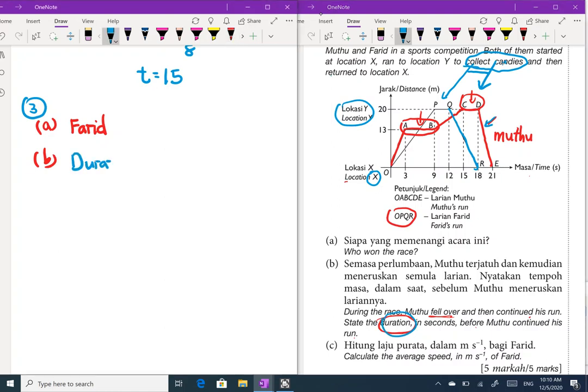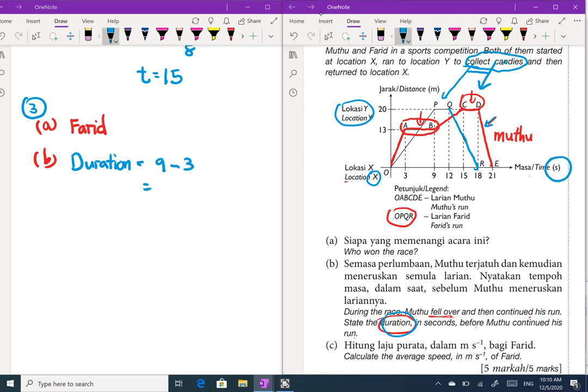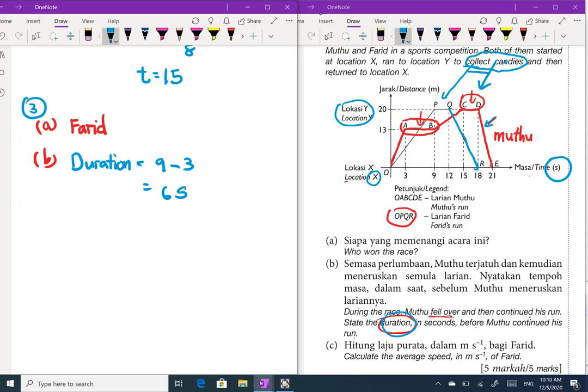So I want to know the duration. The duration is 9 seconds minus 3 seconds, so it is 6 seconds. Okay. C. Calculate the average speed in meters per second of Farid. Okay. Average speed.